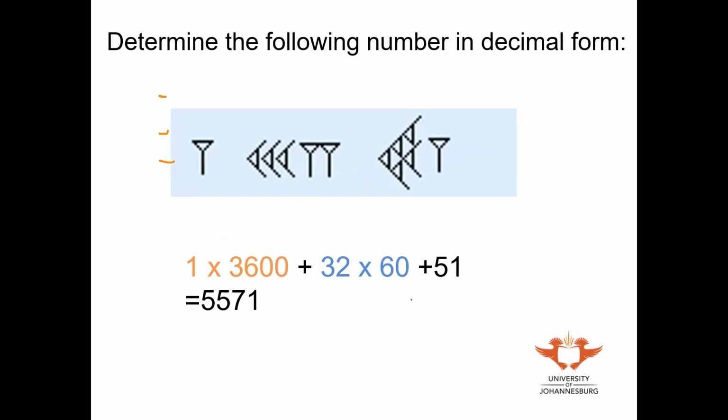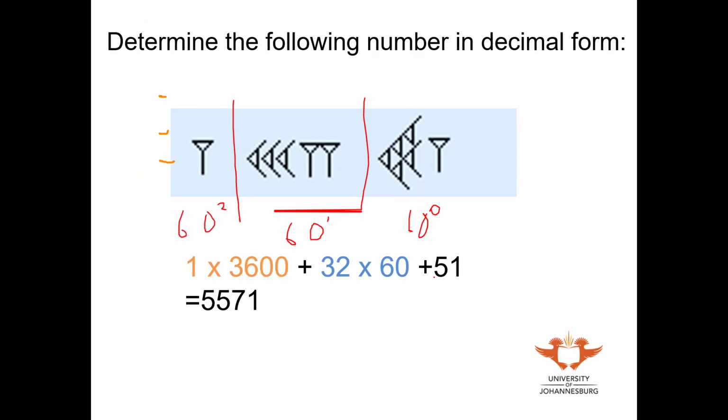So look at this one as well. Determine the following number in decimal form. So if you look at what I have there, I've got 51, and then I've got this 32. This is 51, and this is 32, and this is a 1. And then remember, this is 60 to the 0, and then this is 60 to the 1, and this is 60 to the 2. Okay.